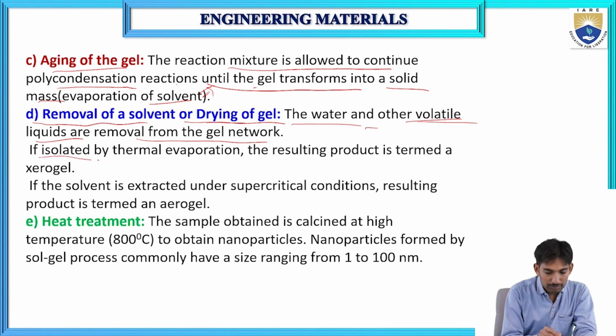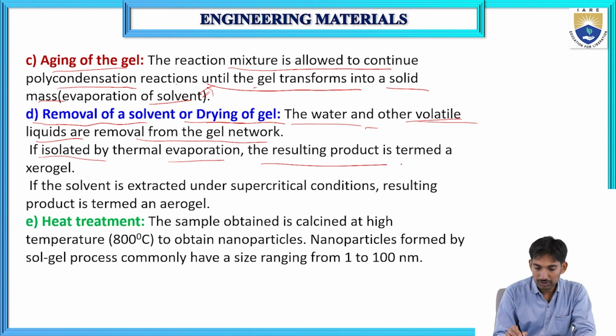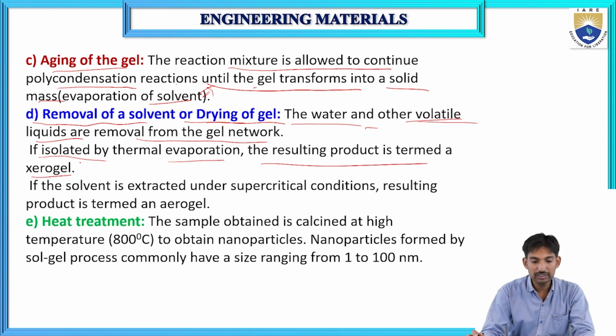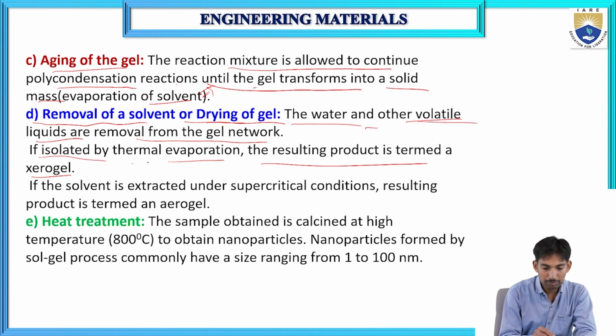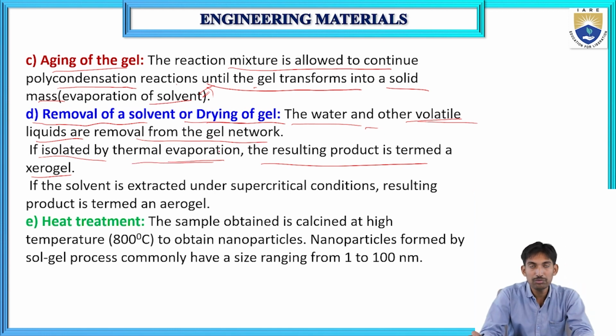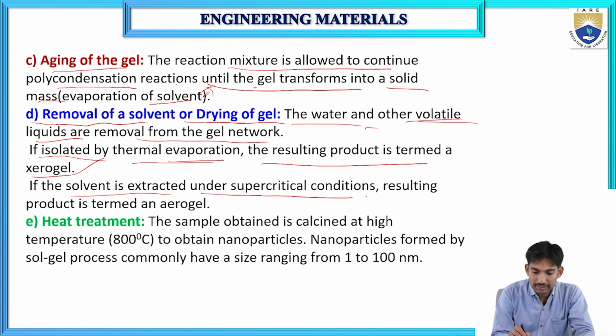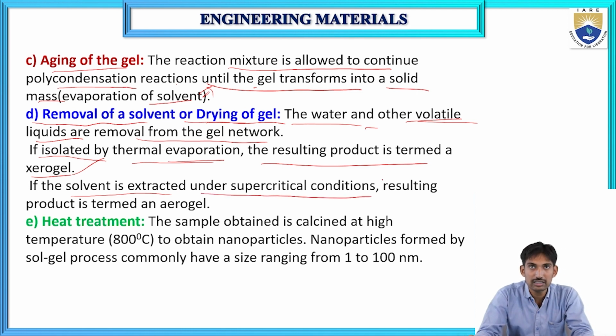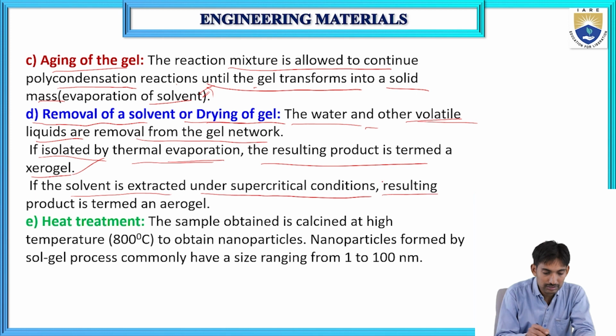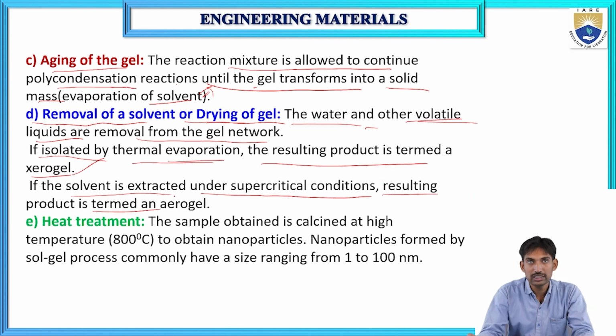If isolated by thermal evaporation, the resulting product is termed a xerogel. If the gel is dried using thermal evaporation, the product formed is a xerogel. If the solvent is extracted under supercritical conditions, the resulting product is termed an aerogel.